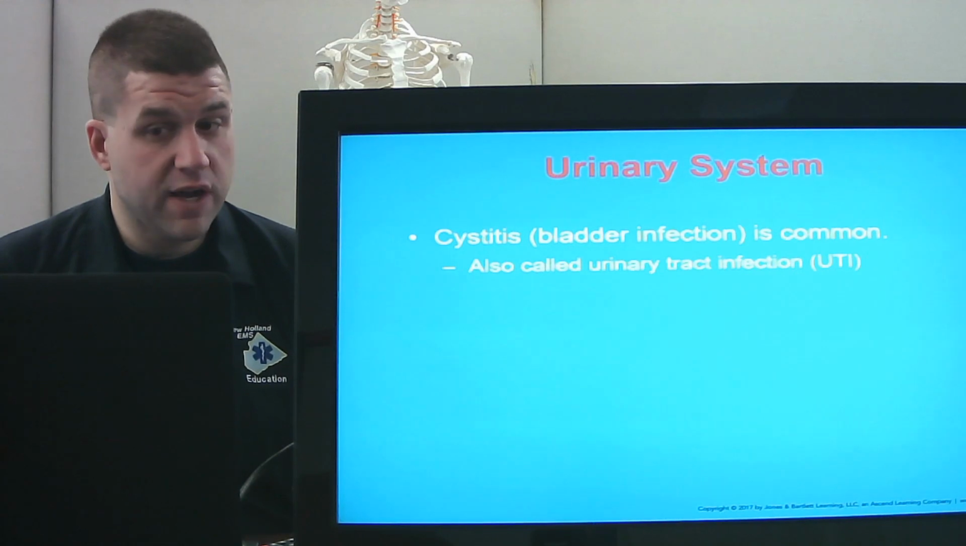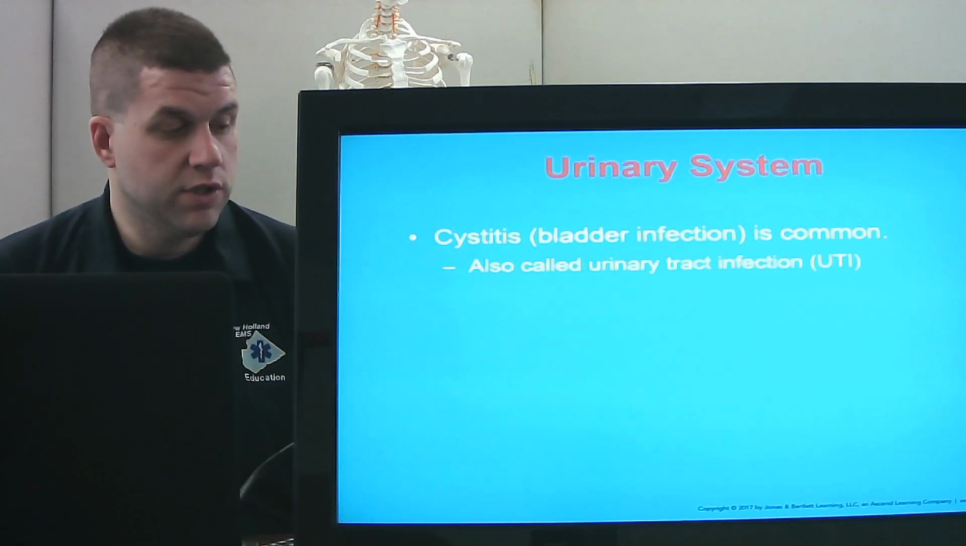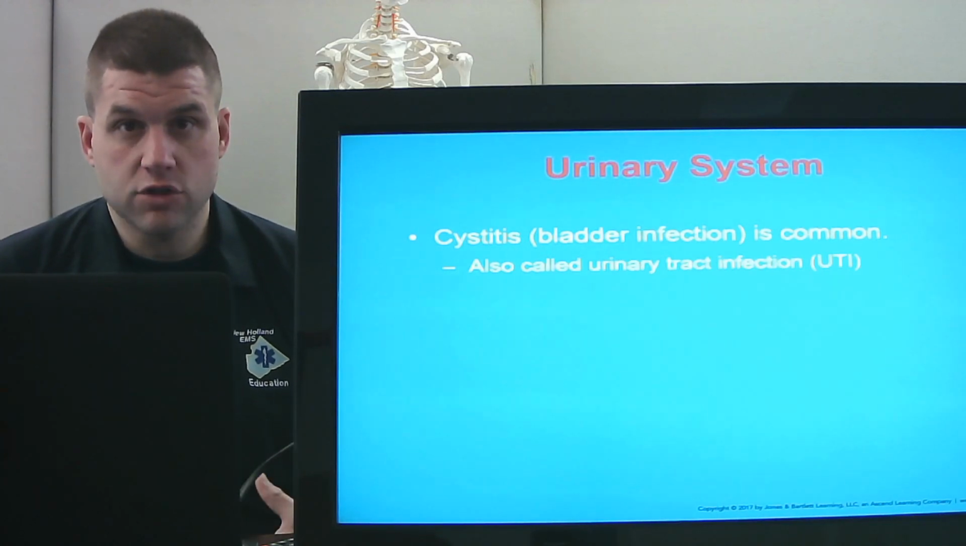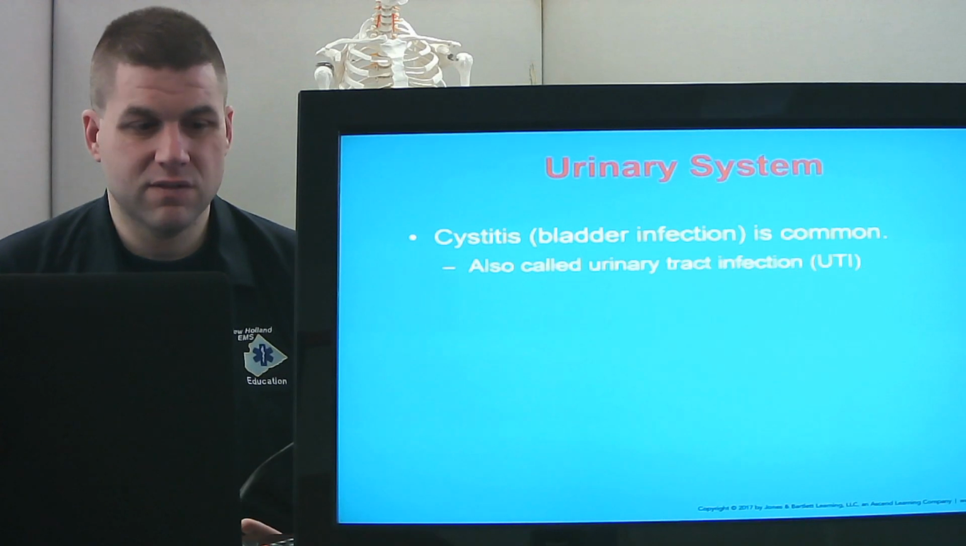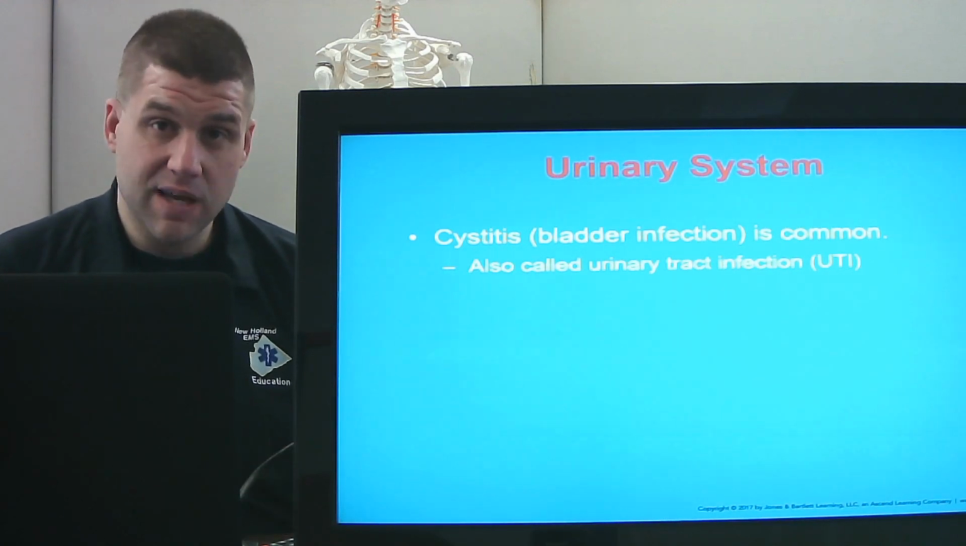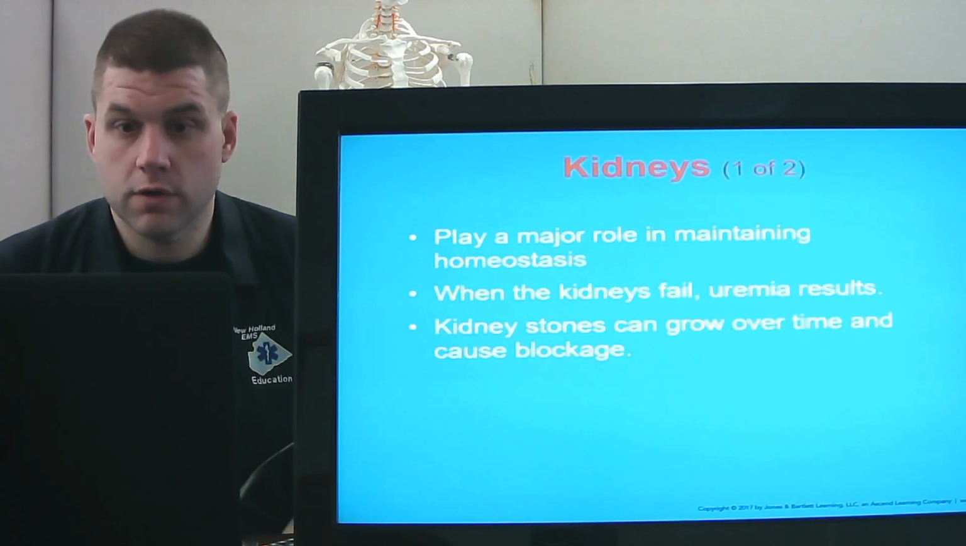Cystitis or a bladder infection is common, also called urinary tract infection. So in the elderly and women, we oftentimes see a lot of bladder infections or urinary tract infections. It's usually accompanied by foul-smelling urine, fever, and can lead to sepsis. Sepsis being a very severe disorder.